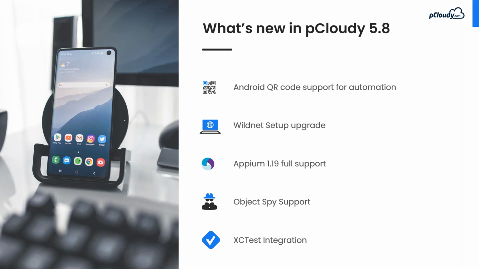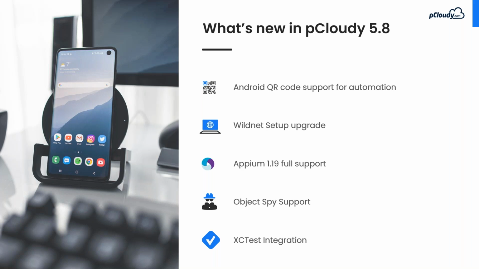The second one is about the Wildnet setup upgrade. Wildnet is a feature used for staging environment testing or pre-production setup testing, wherein we route all the requests from the device, which is actually available in our data center, to your local machine, right? That way we can access the restricted network from mobile devices via your workstation. We have had this feature with pCloudy since long, but we have done certain upgrades here, and we'll talk about that in this particular webinar.